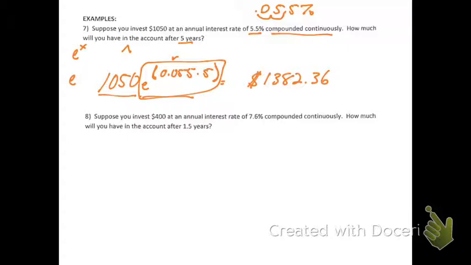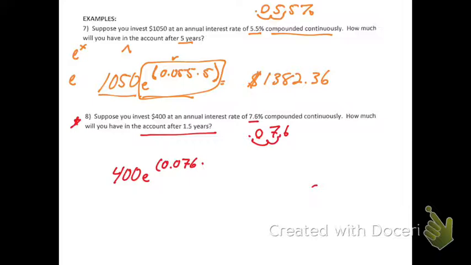Thanks. Now, let's say on number 8, we invest $400 at an annual interest rate of 7.6%. So 7.6%, we move the decimal twice. So this would be e to the 0.076 times, and it says 1.5 years. So we got 1.5 in there. It's a 5, not a 6. So now I would take this times that, take e to whatever that is, and then whatever that number is, multiply it by 400.